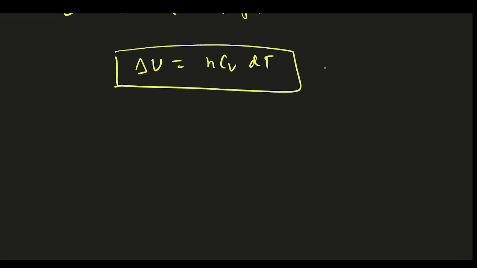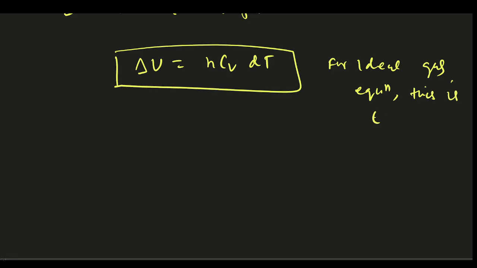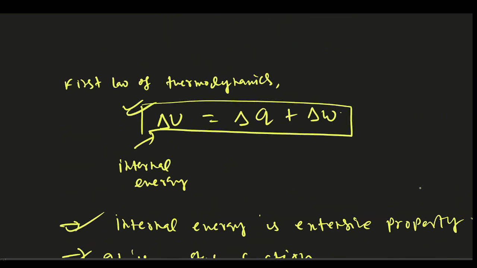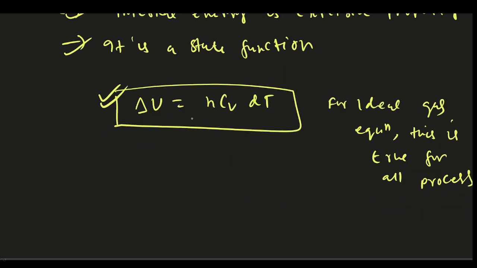And another formula for calculating the internal energy is delta U equals m Cv delta T. And this is always true for ideal gas equations. This is true for all processes. So whenever you are asked to calculate the internal energy, you can use either this formula, or you can use this formula if you know the Q and W, or you can use this formula to calculate the internal energy.